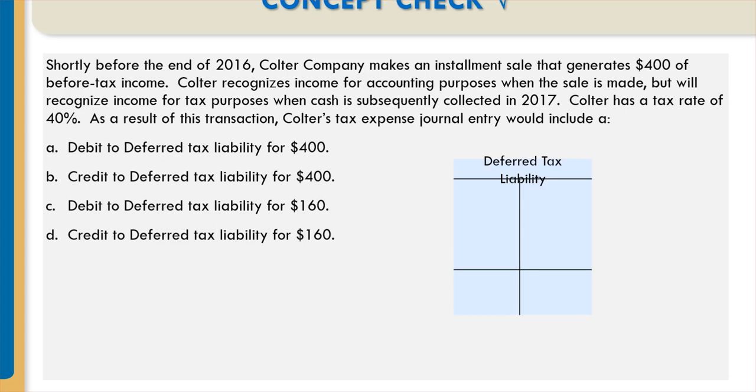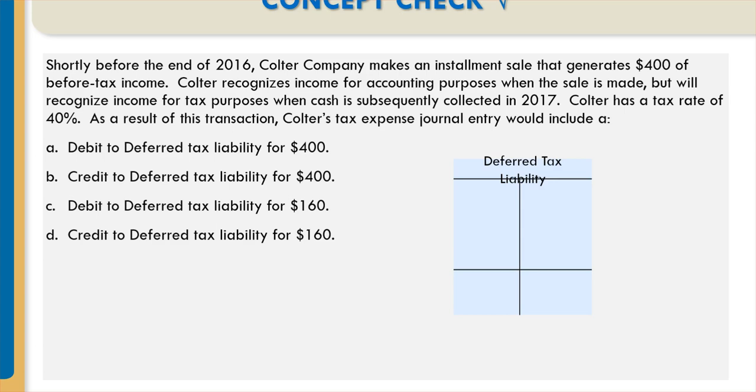Shortly before the end of 2016, Coulter makes an installment sale, generates $400 of before tax income, recognizes for accounting purposes when the sale is made. Well, that's GAAP, isn't it, guys? And it says recognize income for tax purposes. And I'm not sure I like the word recognize. I try to get away from it. But for tax purposes, they're going to have to pay taxes on it when it gets collected. So you're going to have to pay taxes on it later, but today it's showing up in your income statement.